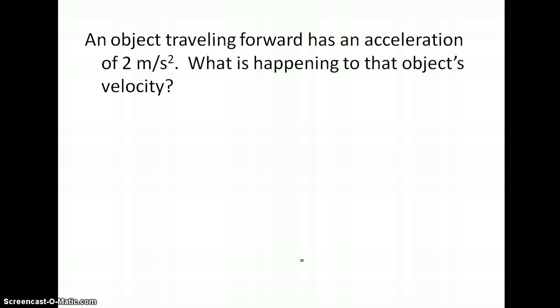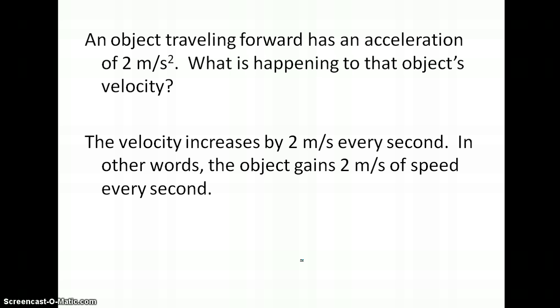Now, an object traveling forward has an acceleration of 2 meters per second squared. What is happening to that object's velocity? Well, the velocity would be increasing by 2 meters per second every second that goes by. So we could also think of it as increasing at 2 meters per second for every single second that goes by. A lot of times, instead of writing 2 meters per second per second, we'll just write 2 meters per second squared. In other words, the object is going to gain 2 meters per second of speed every second that's going by.